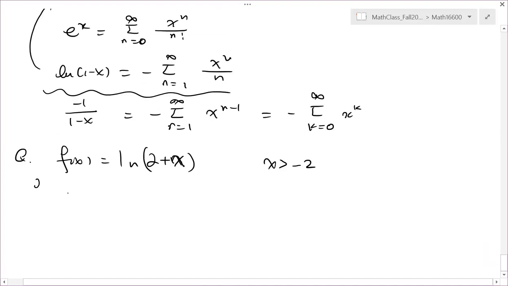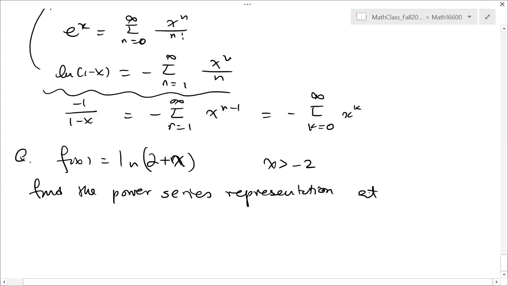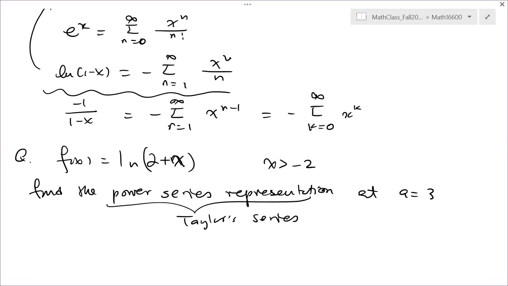So find the power series representation for this function at a number. I can choose any number: 1, 2, negative 1, or 3, for example. Maybe I change power series to Taylor series, because once you find the power series representation, you get the Taylor series. If I ask you to find the Taylor series at a equals 3, you might try to find the derivatives, but actually you can just find the power series representation, and this must be the Taylor series.